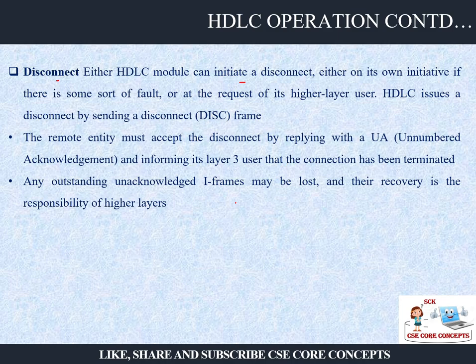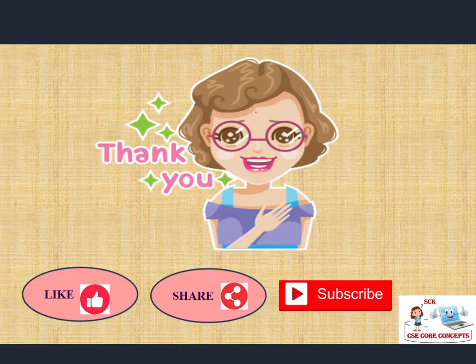So any outstanding unacknowledged frames will be lost. Their recovery is the responsibility of higher layers. Let's say frames 5 to 10 have been sent from station A to the receiver B. B has sent the acknowledgement up to the 8th frame. The 9th and 10th are still pending, and meanwhile station A says disconnect, and station B also accepts that disconnection. So two unacknowledged frames are pending. That is the responsibility of the higher layers, meaning the network layer.